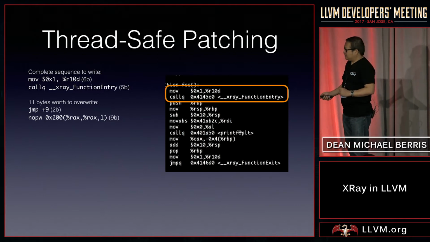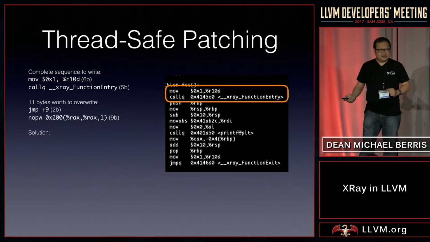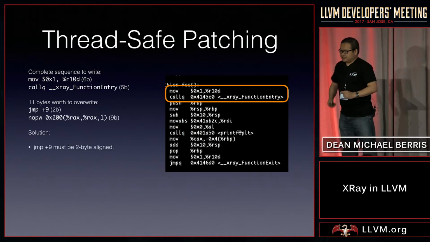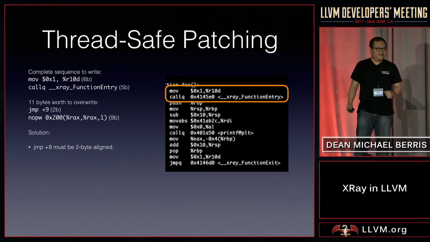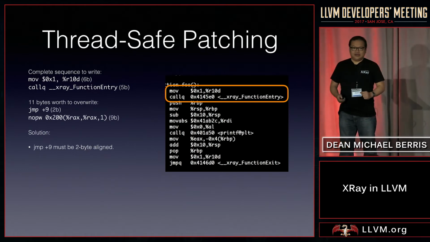So first, are you ready? I'm never ready for this. The jump has to be 2-byte aligned. Anybody know where this is going? We're going to play some atomic games here, okay? So 2-byte aligned. Why?